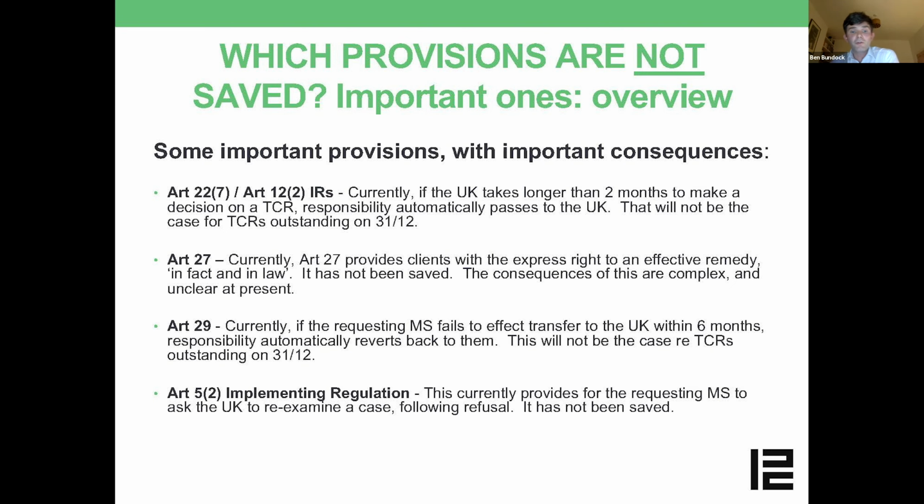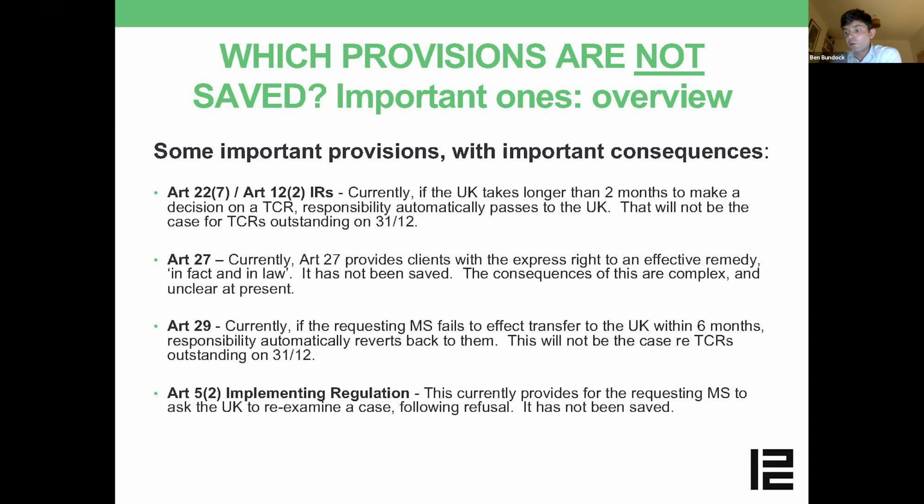Fourthly, Article 5.2 of the implementing regulation. And this expressly provides that, again, say Greece, if there's a first refusal from the UK, Greece can ask for them to look at it again, and they can submit further evidence or just make observations and arguments. And within the framework of Dublin 3, the UK has to re-examine the matter, and that's gone.